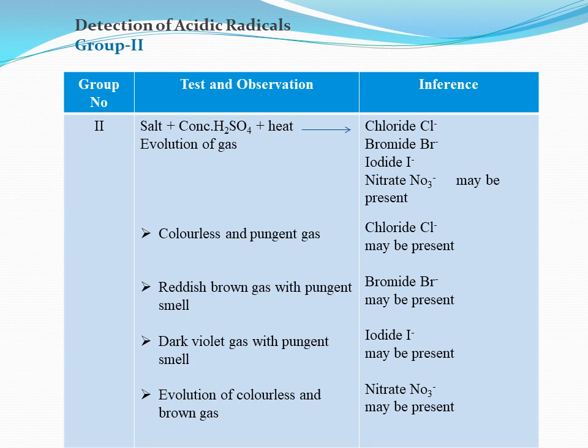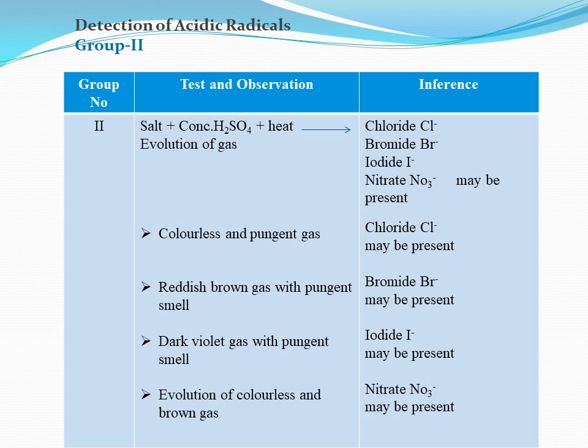Now let's see how to detect second group radicals. Radicals belonging to second group are chloride, bromide, iodide and nitrate. So there are 4 radicals in second group. The reagent for second group radical is concentrated sulfuric acid. And what is the characteristic observation? Here also you should check the color of fumes evolved. For each radical, specific color of the fumes will be evolved. You should remember that.